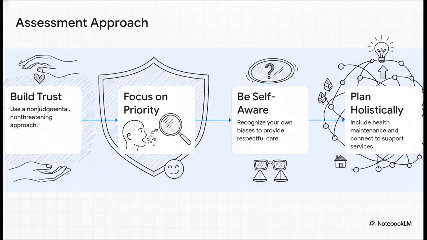So, what's the game plan? First, you build trust. It's the foundation. Without it, absolutely nothing else matters. Second, you zero in on their main complaint. If someone comes in worried about a cough, you deal with the cough. It shows you're actually listening, and it makes them want to come back. Third, and this is a big one, you have to be self-aware. You have to recognize your own biases so they don't get in the way of providing great care. And finally, you think bigger. You plan holistically and connect them to resources, whether that's mental health support, a local food bank, or a translator.